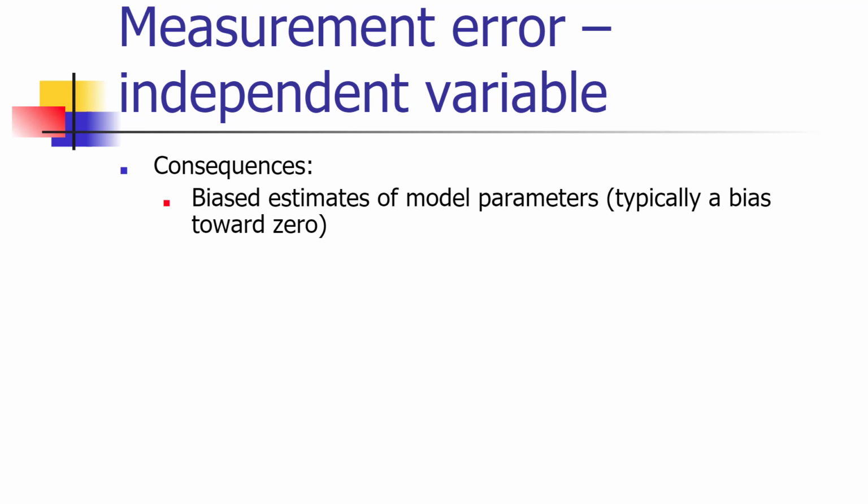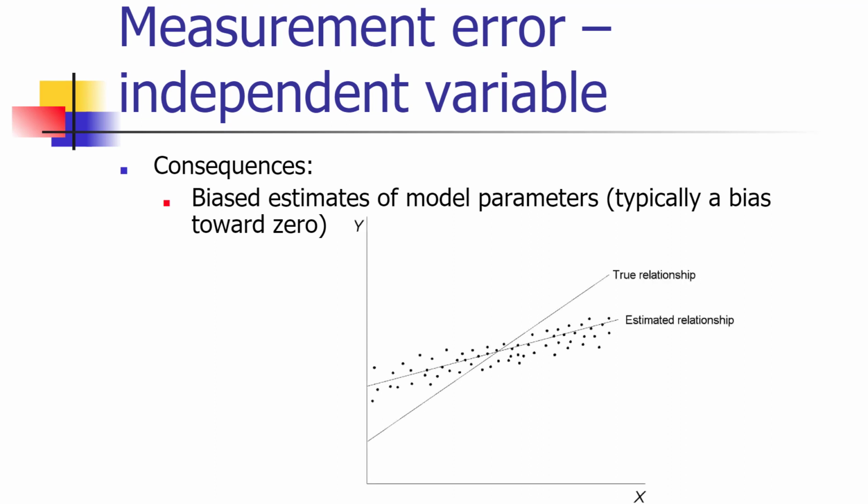Measurement error in an independent variable, though, is a substantially more serious problem. The consequence of it is that it results in estimates of model parameters, of slope parameters, that typically are downward biased. This diagram should help illustrate that.